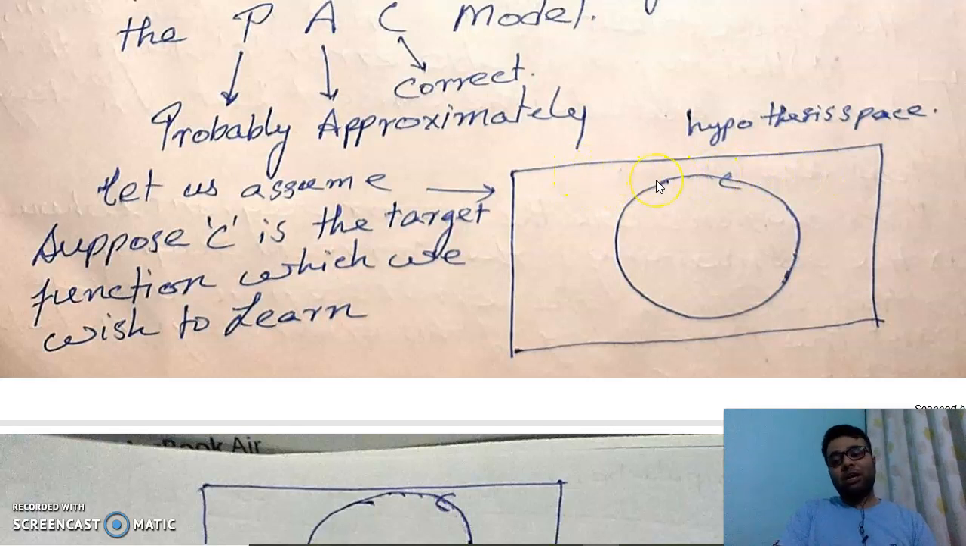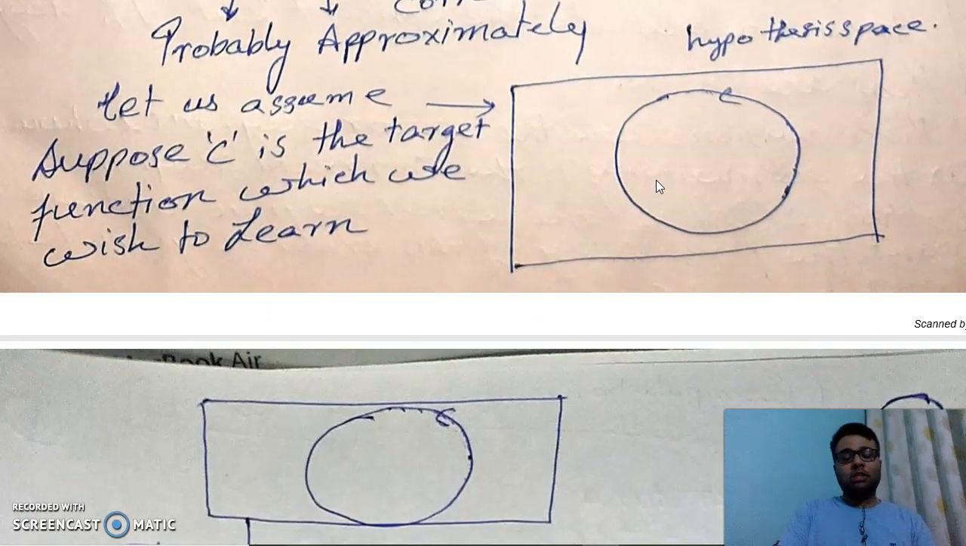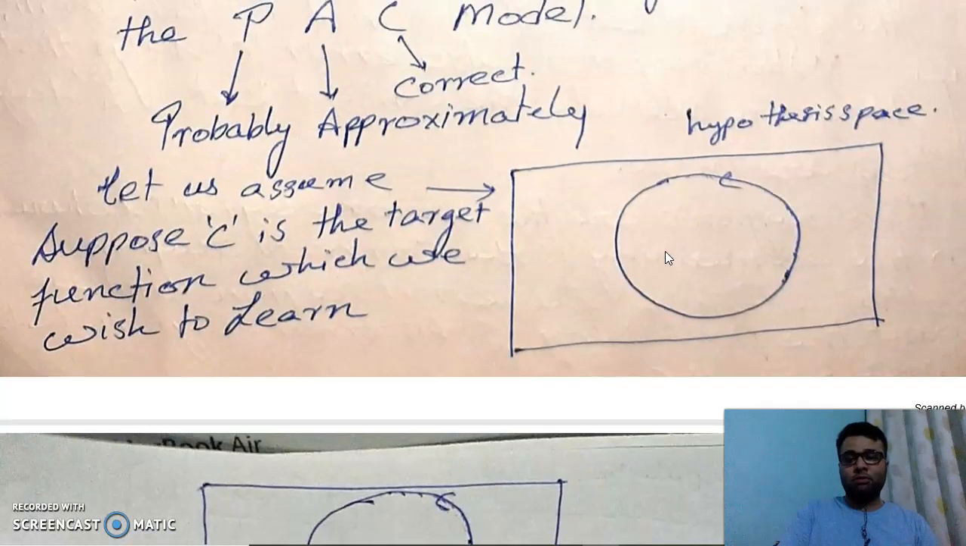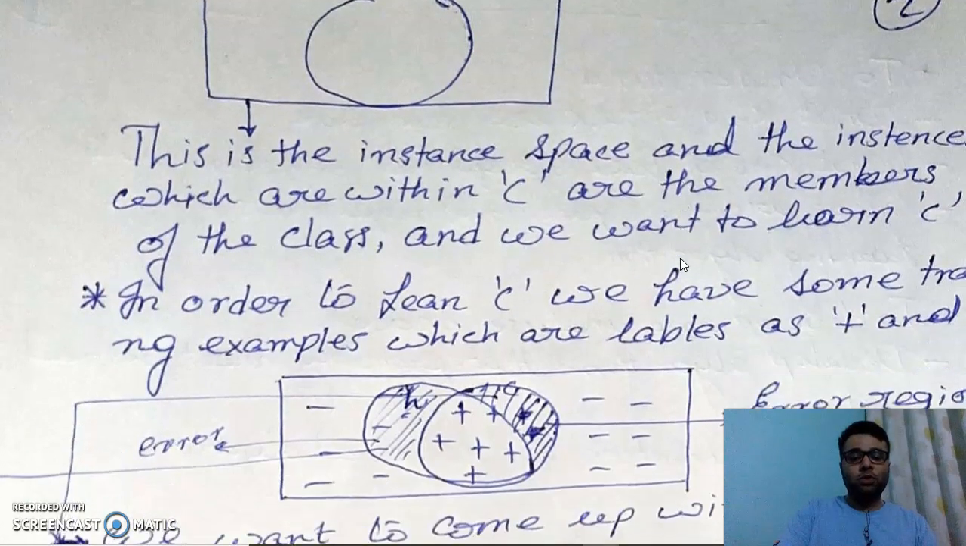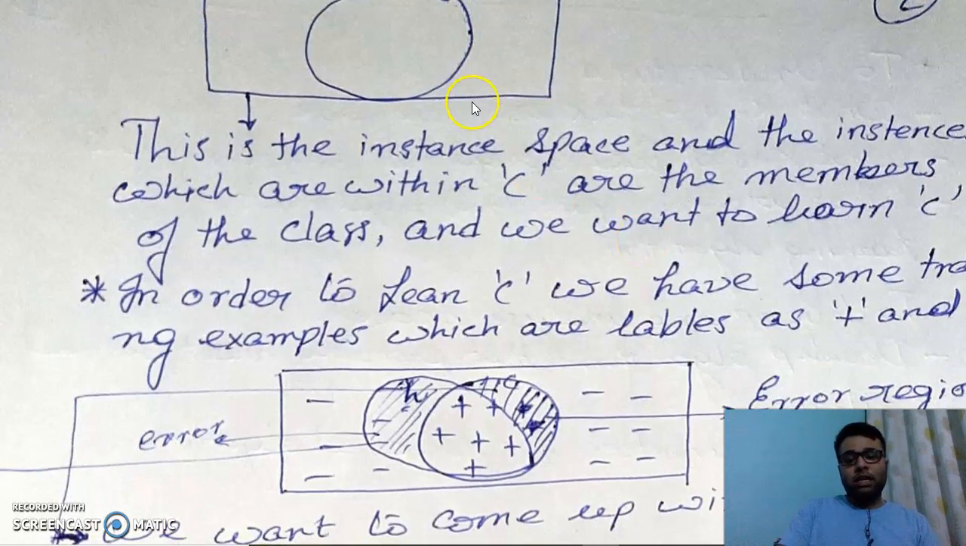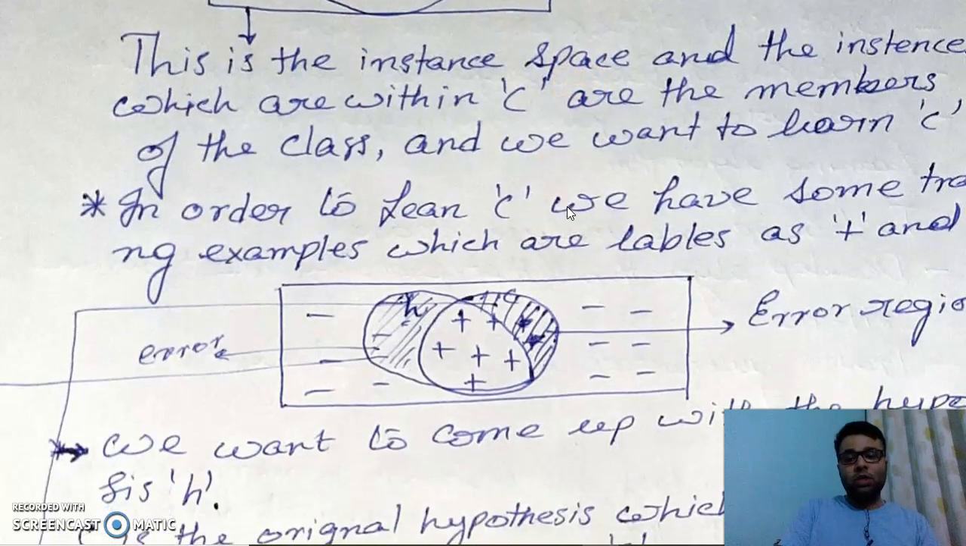Now, how does this PAC model actually work? Suppose this is the hypothesis space, or perhaps I can call it the instance space. So let us assume that C is the target function which we wish to learn. Suppose here this is the C, and C is the target function which we wish to learn. This is the instance space, and the instances which are within C are the members of the class, and we want to learn C.